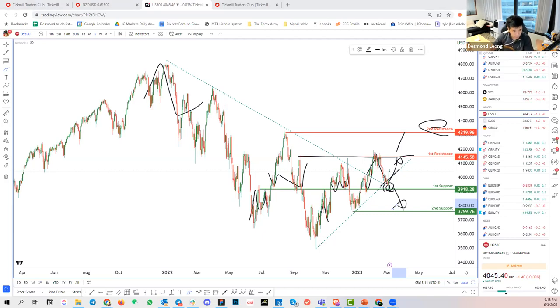Where is my Zoom? All right. I'm going to give it a few seconds, give it a while.